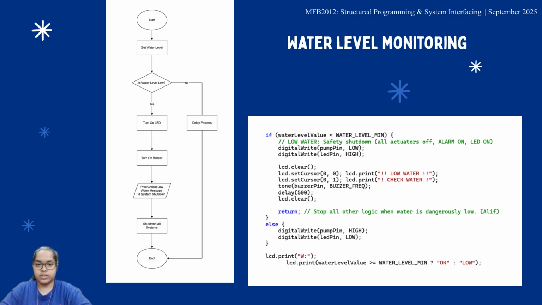Second, normal operation. If the condition is false, meaning water level is more than or equal to the water level minimum, the code executes the else block. digitalWrite(pumpPin, HIGH), the pump is turned on. digitalWrite(ledPin, LOW), the warning LED is turned off. Third, status display. The lines after the if-else block update the LCD with the status message: lcd.print(waterLevelValue >= waterLevelMin ? OK : Low). This is a ternary operator that prints OK if the water level is sufficient and Low if it is not. This is a final visual confirmation of the water status, which may happen just before the return if the low water condition was met.